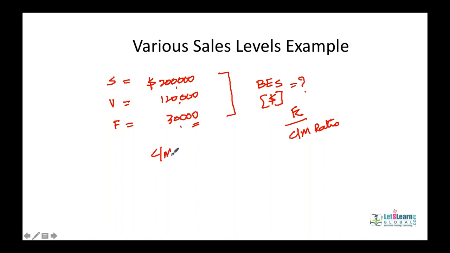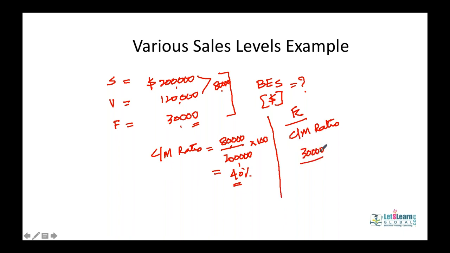So first you calculate the contribution margin ratio. Contribution is the difference between sales and variable cost, which is 80,000 here. 200,000 minus 120,000. So 80,000 divided by sales, C divided by S times 100, equals 40%. So your contribution margin ratio is 40%. Now apply in the formula. Break-even sales equals fixed cost 30,000 divided by 40%, which is 30,000 divided by 0.4. That equals $75,000. So if your sales are $75,000, there will be no profit, no loss.